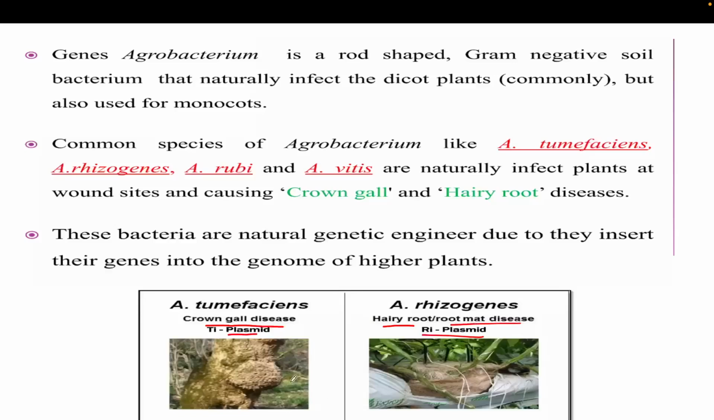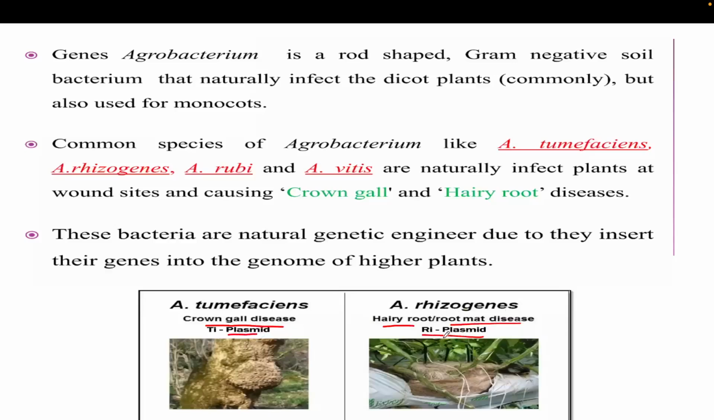These two types of plasmid are like other plasmids, which we use to transfer DNA from one cell to another cell. Likewise, this plasmid is helpful for transferring DNA and acts as a vector system. In natural conditions, tumefaciens is responsible for the crown gall disease and rhizogenes for the hairy root disease or mat disease. Tumefaciens has the Ti plasmid, and rhizogenes has the Ri plasmid.